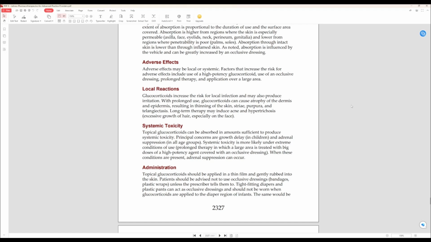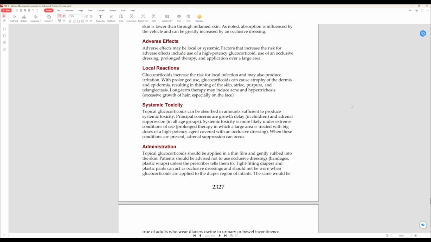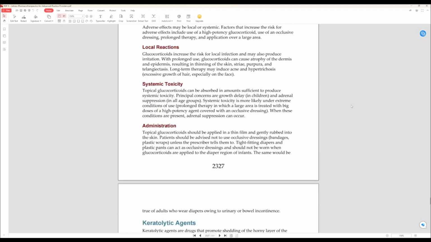Systemic toxicity. Topical glucocorticoids can be absorbed in amounts sufficient to produce systemic toxicity. Principal concerns are growth delay in children and adrenal suppression in all age groups. Systemic toxicity is more likely under extreme conditions of use. So when there is prolonged therapy in which an area is being treated with big doses of high potency agents covered with an occlusive dressing. When these conditions are present, adrenal suppression may occur.